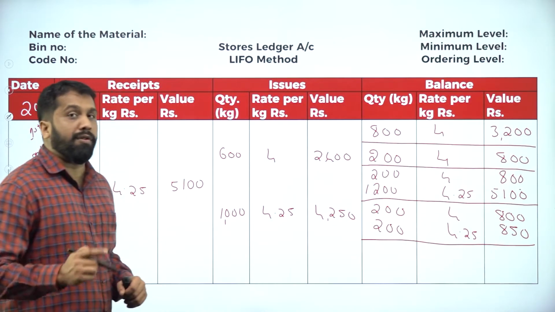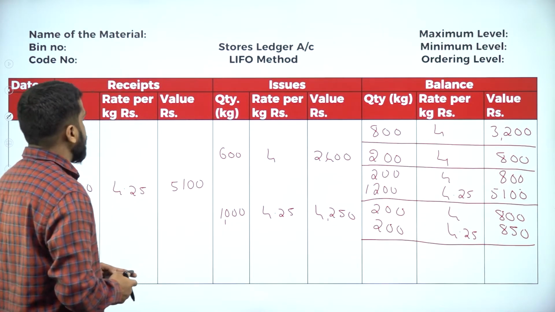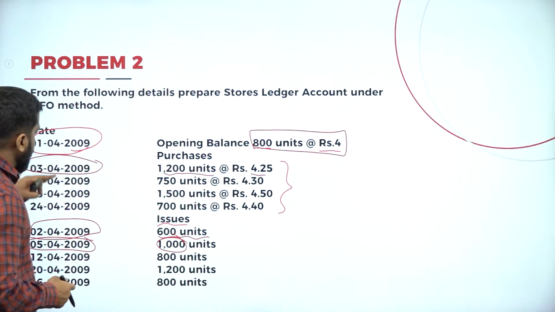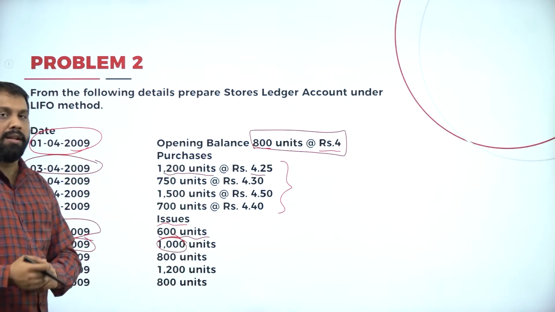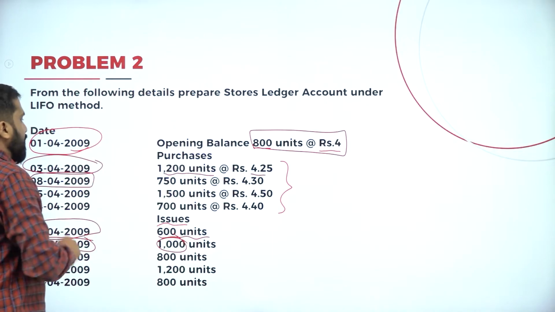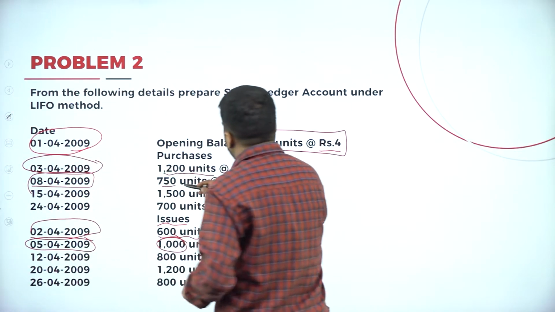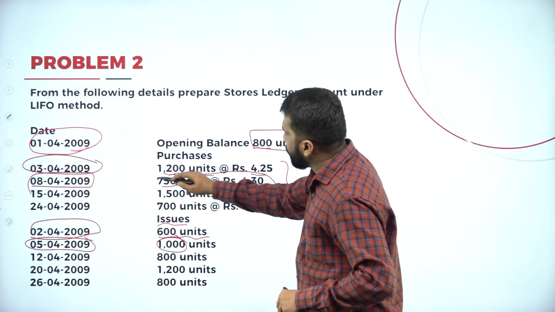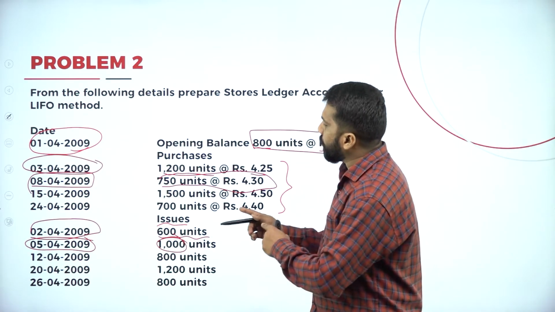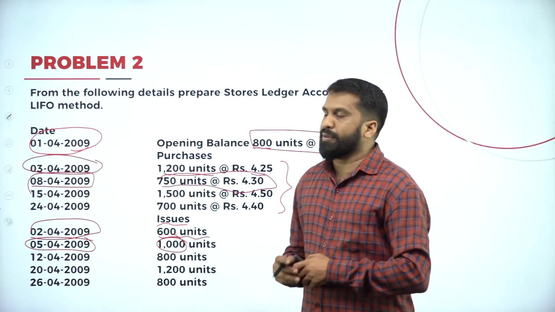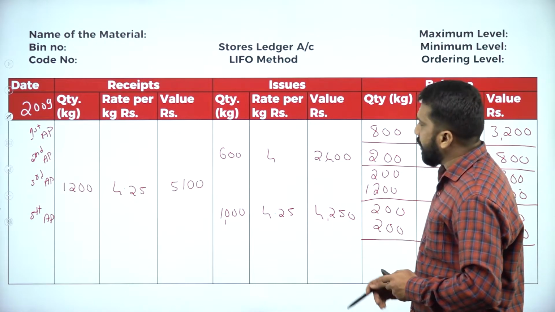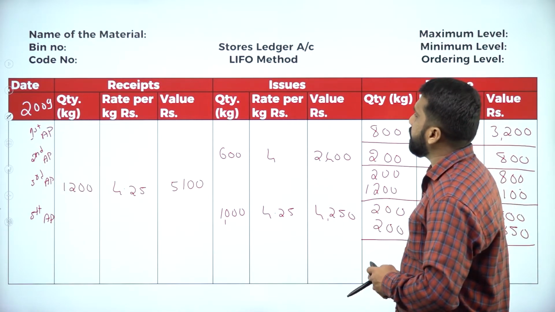Now, I'll go for the next one. So, almost 4 we have completed. Still, we have almost 7 more to go. Next, after 5th, we have 8th April. There is a purchase of 750 units. What is the date? 8th April. So we don't have much space here. I'll go to the next sheet.